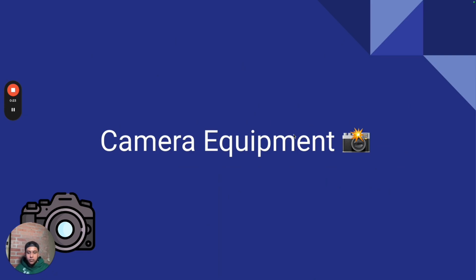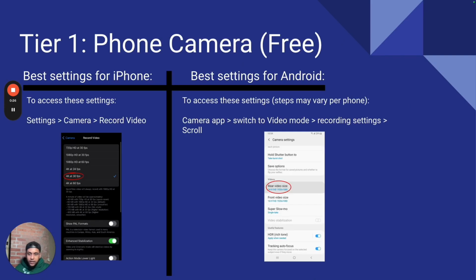So we're going to start with camera equipment. The first option, aka tier 1, is your phone camera. Today, most people have a phone and a decent camera on the phone that they can use to record their content. You don't need anything crazy to get started. You can simply just use your phone and get started.